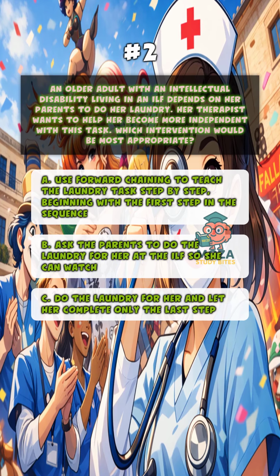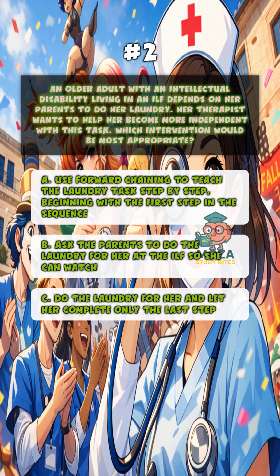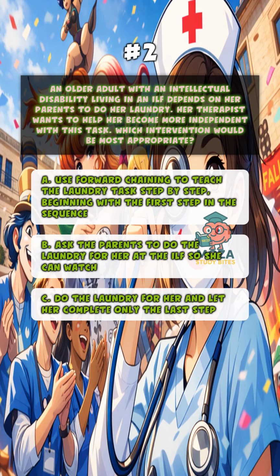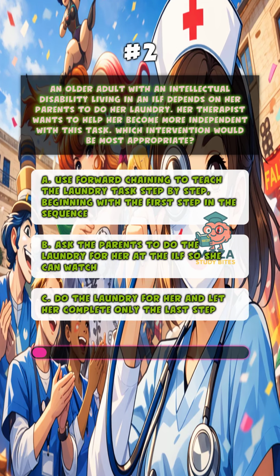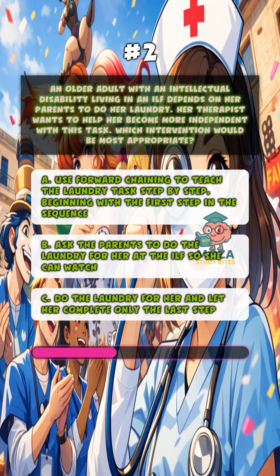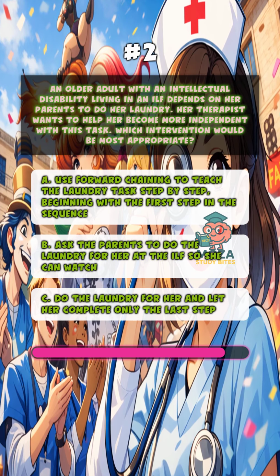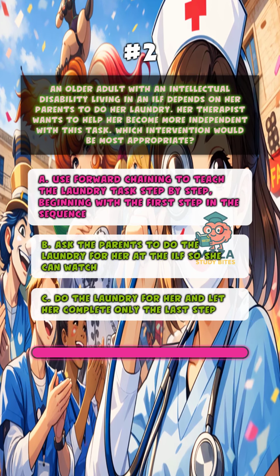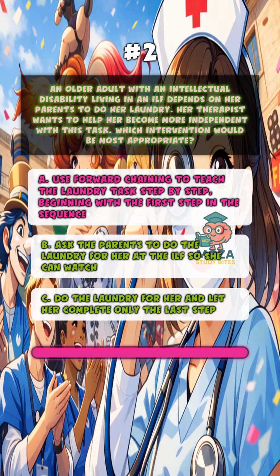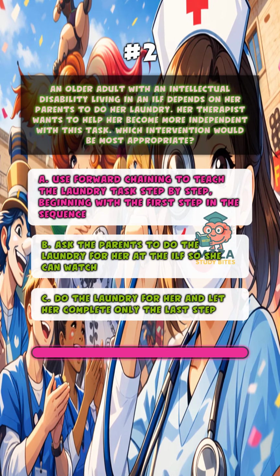An older adult with an intellectual disability living in an ILF depends on her parents to do her laundry. Her therapist wants to help her become more independent with this task. Which intervention would be most appropriate? A. Use forward chaining to teach the laundry task step by step, beginning with the first step in the sequence.